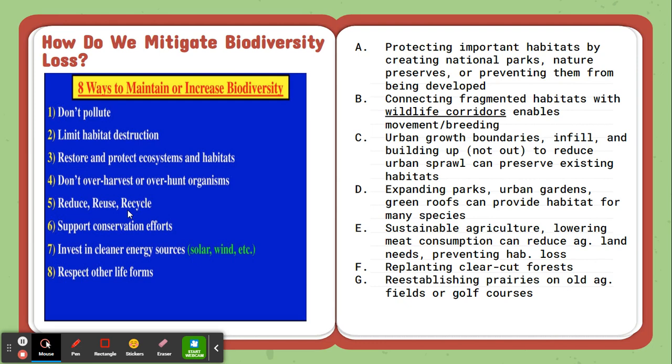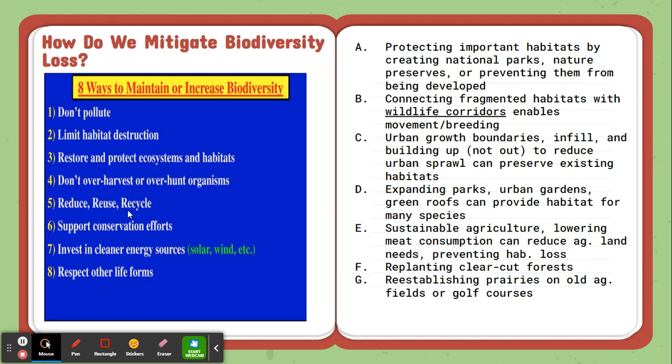We could establish more urban growth boundaries, so that when we are planning how a city is going to be set up, we can create boundaries to protect wildlife in those areas. We could establish more parks, more urban gardens, and green roofs to produce more vegetation and provide habitats for species and pollinators. We could use more sustainable agriculture methods, which lessen our chances of emitting pollutants and enhancing climate change. We could lower our meat consumption.